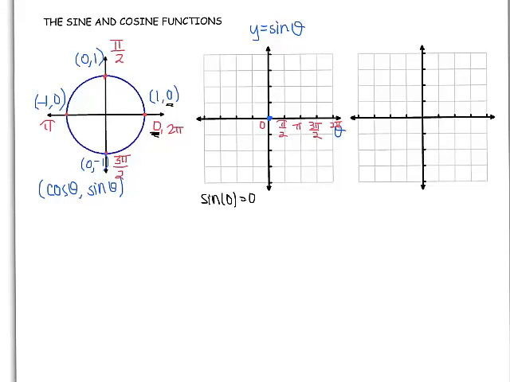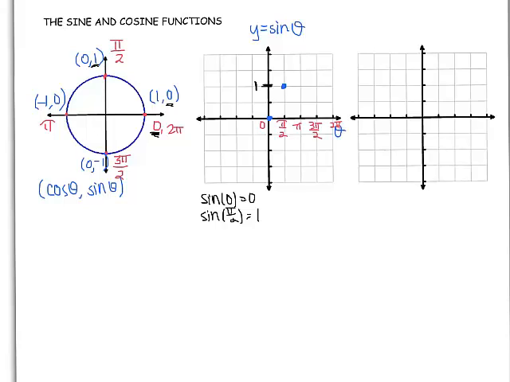Now if I evaluate the sine of pi over 2, that means that I'm going to look at the angle at pi over 2, which is right up at the top there, and take a look at that y value. Now that y value at pi over 2 is 1. So that means that the sine of pi over 2, everybody, is 1. So I'm going to mark a point at (pi over 2, 1).